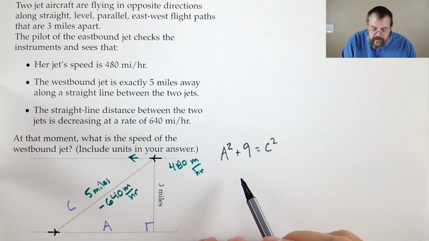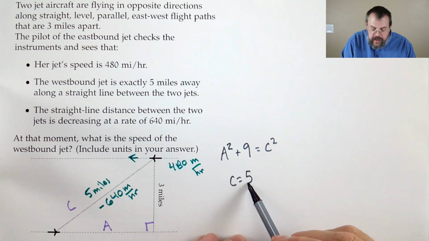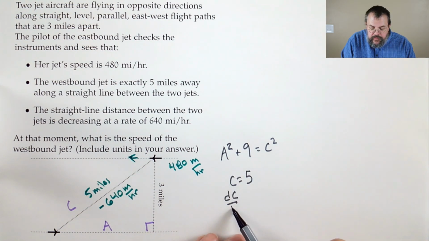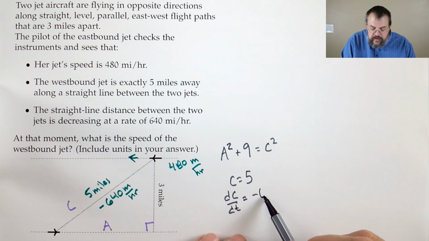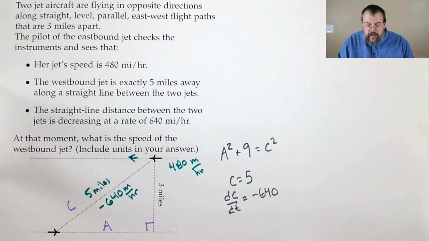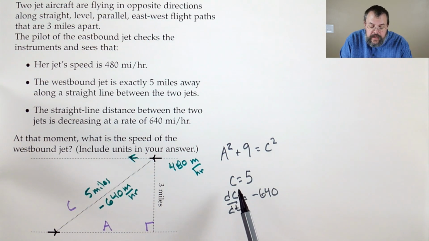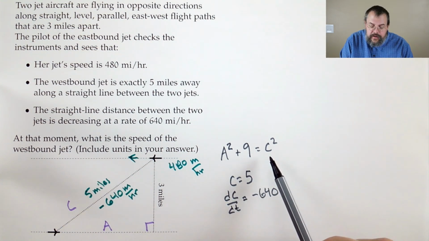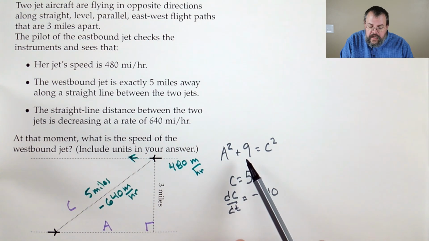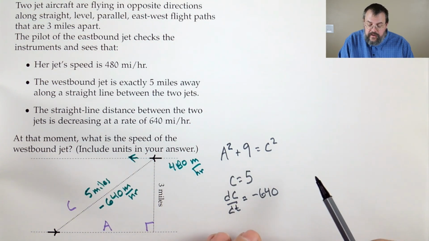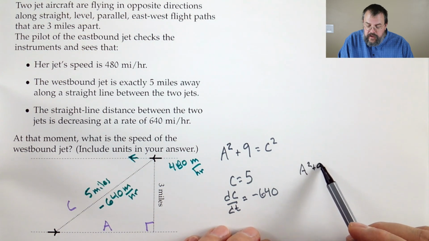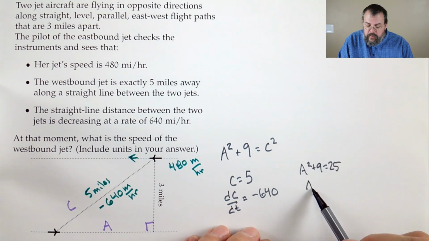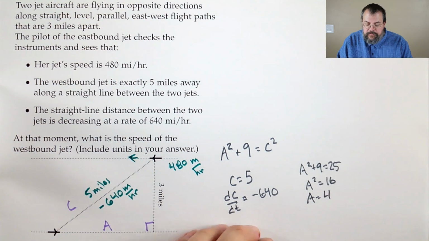We're told the following: C equals 5, and dC/dt is equal to negative 640. Now, because we know C equals 5, we can actually get another piece of information for free. Plug in 5. What do you see? A squared plus 9 is 25. So we can say, aha, that tells us A squared equals 16, so A equals 4.